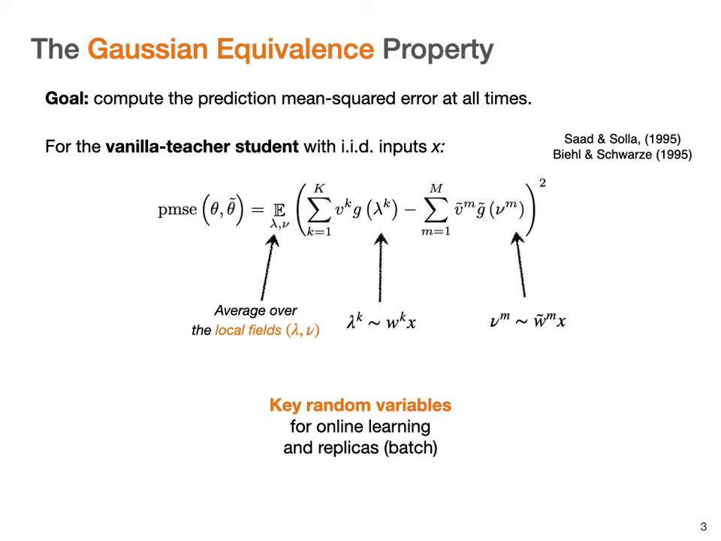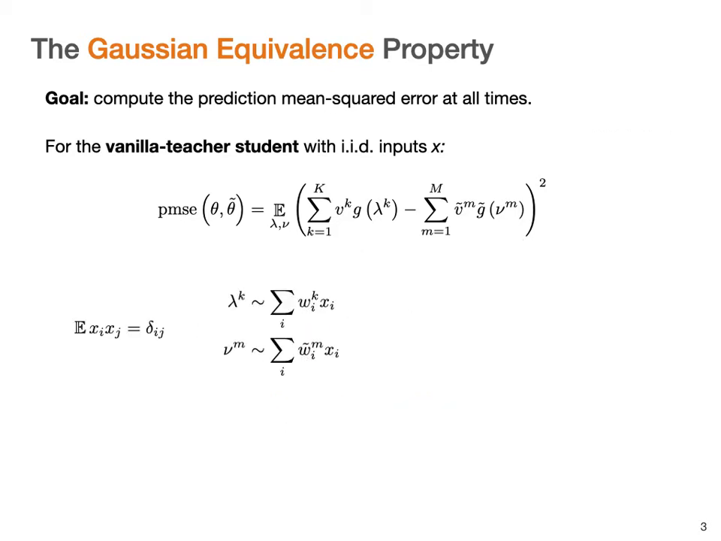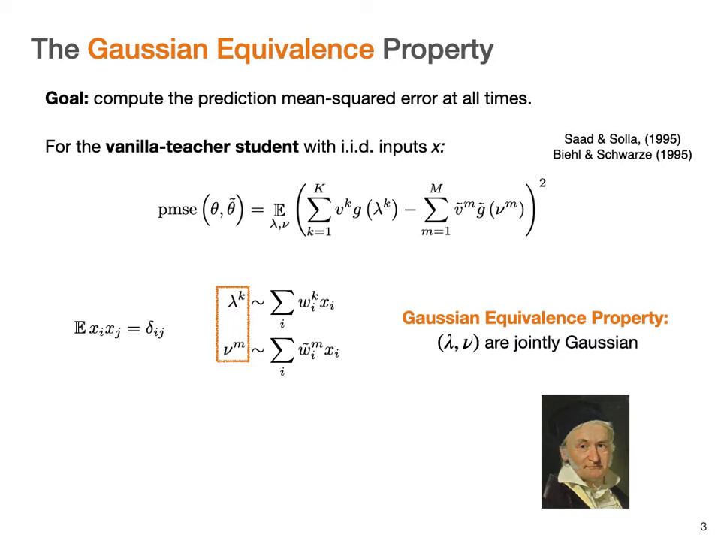Now, these local fields are the key random variables for the analysis, both of online learning or of stochastic gradient descent, and for the replica analysis that you need to do in the batch case. So we really want to understand the statistics of these local fields. And in the teacher-student setup, they're actually quite easy. The inputs are element-wise IID, so their correlation is just the delta function. So lambda and nu are actually jointly Gaussian. We're going to call this the Gaussian equivalence property.